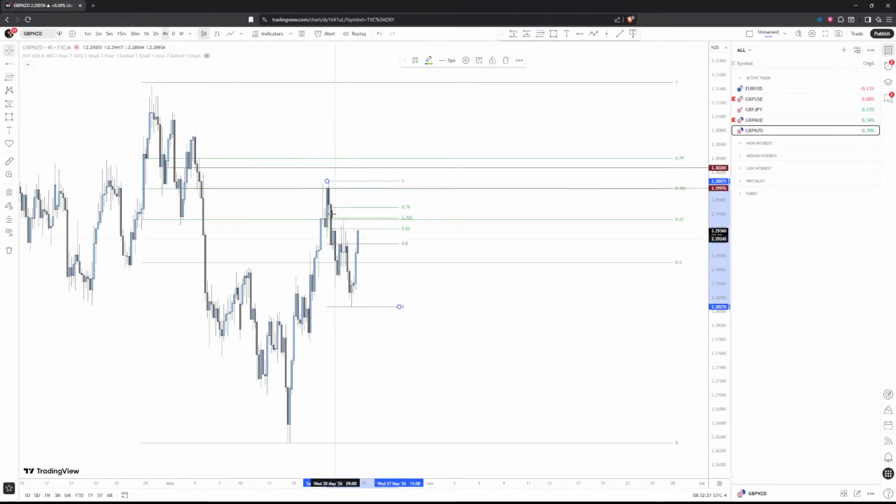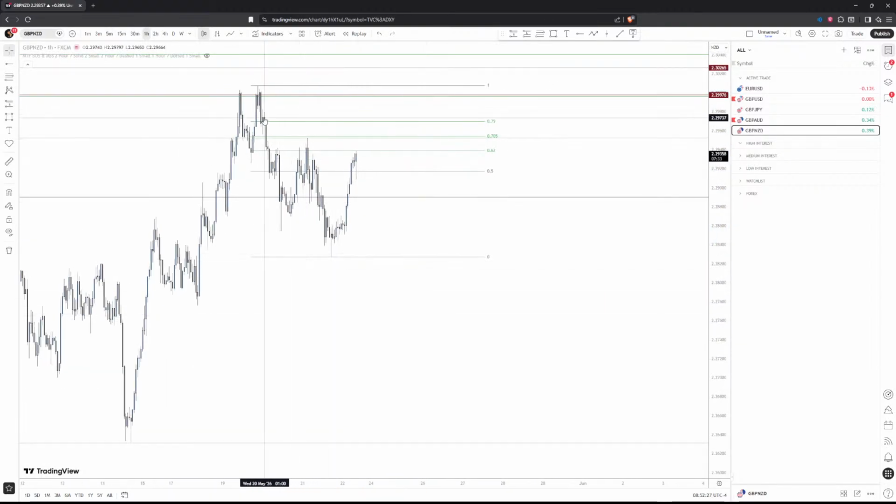from this extreme to this extreme, you can see that we took out some sell sides. And if we zoom in, that's the 4 hourly. You can see here we took out swing lows.